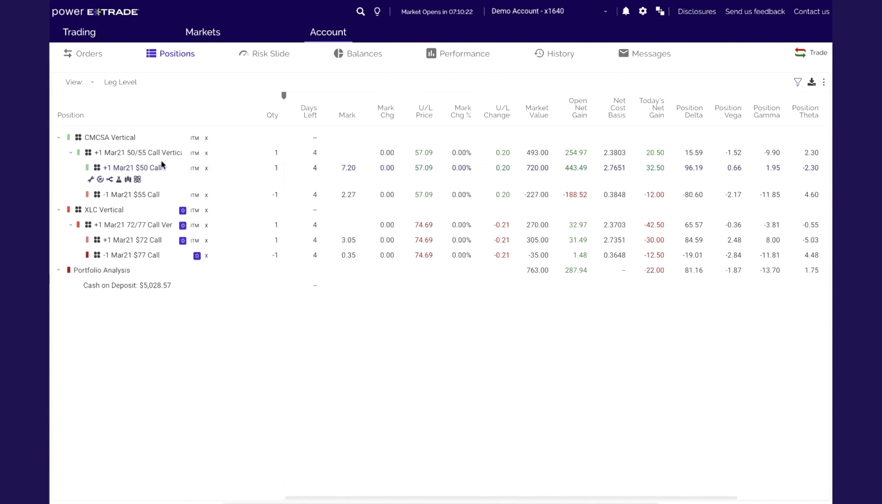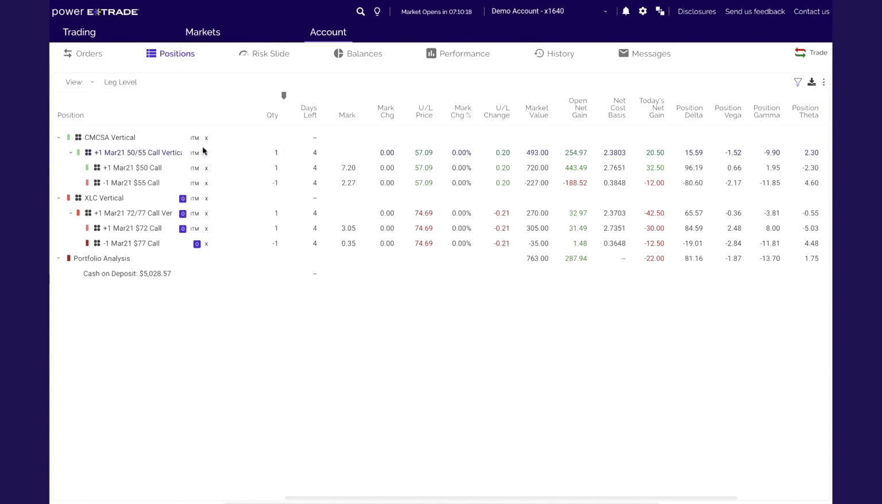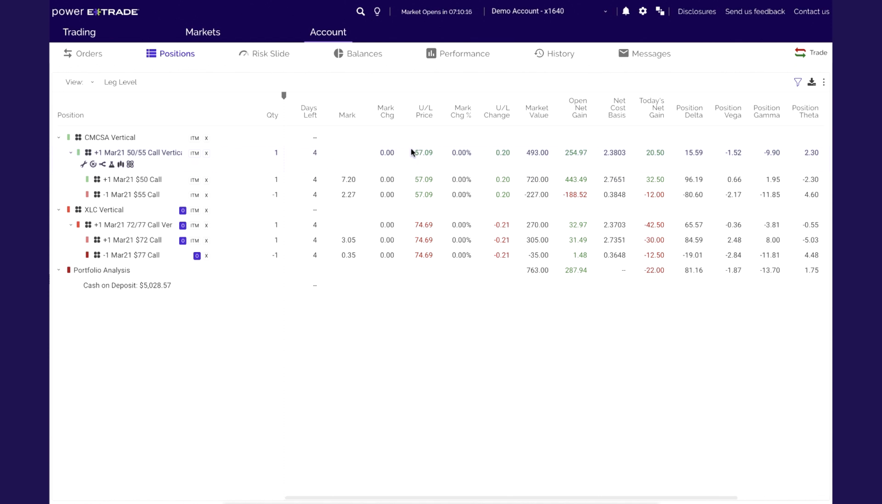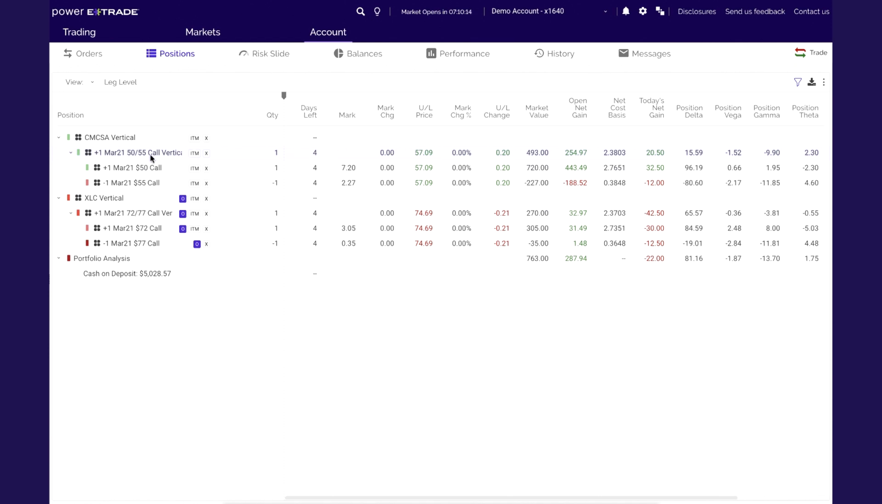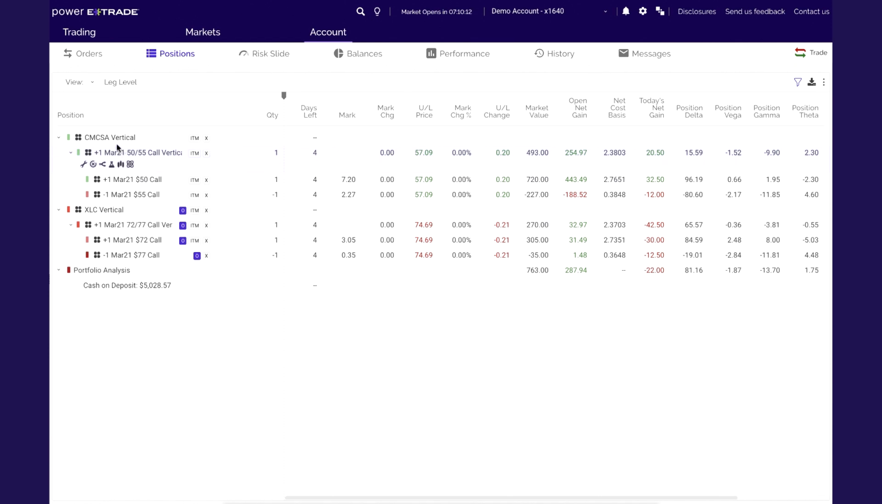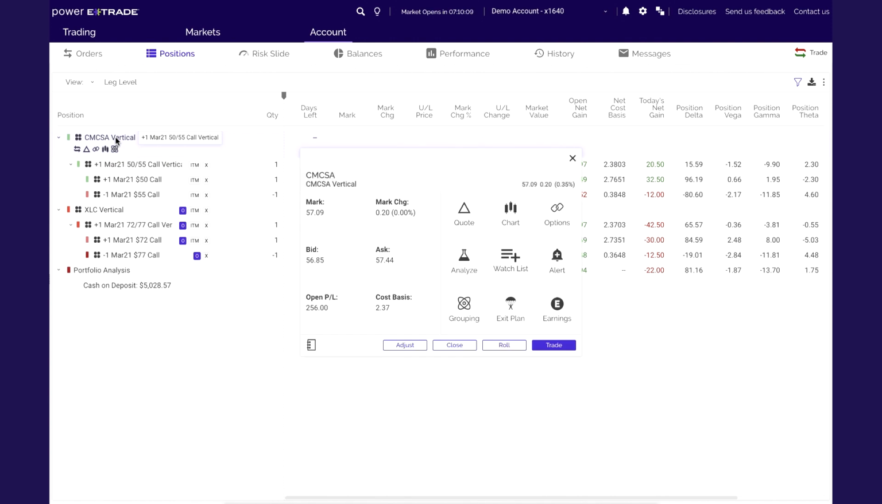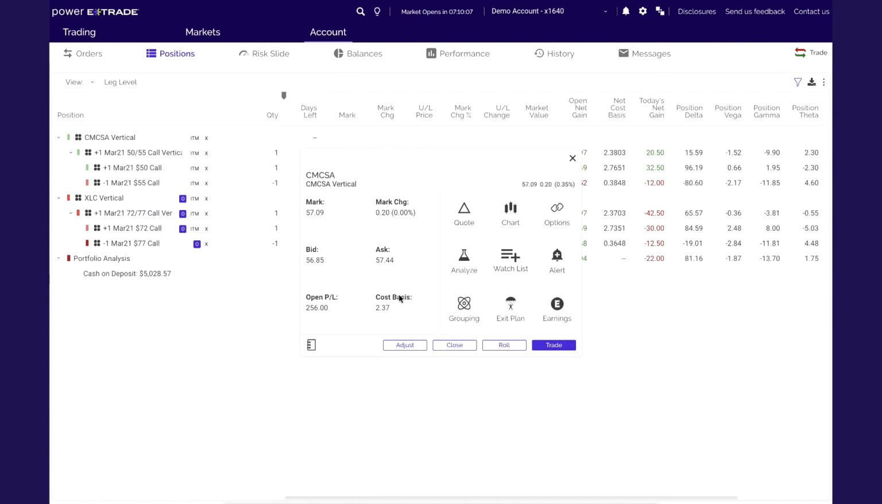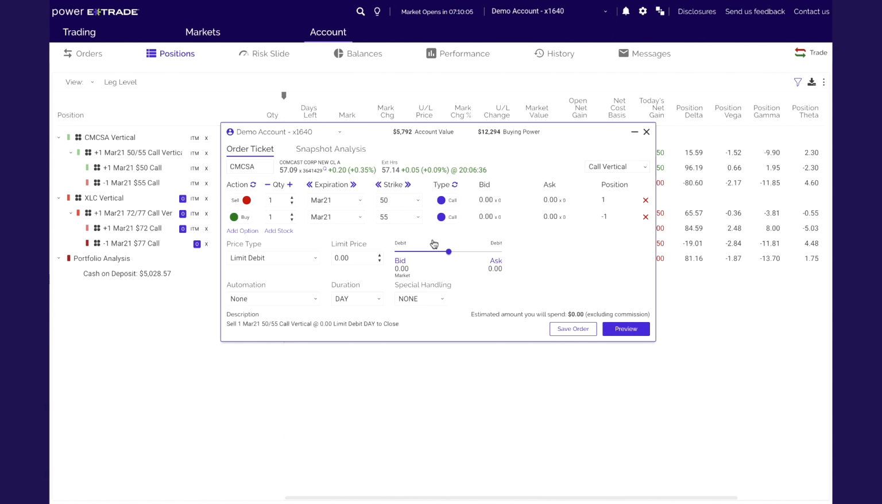I want it to close itself out and capture whatever profit is still left when the price is at 56.09. Hopefully, we don't see that at all. Here's how I'm going to set that up. I click on Comcast vertical and I go to close. That's going to pull up an order ticket, a closing order ticket for the call vertical.